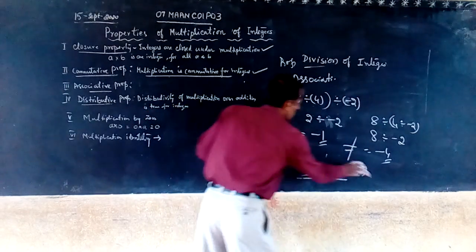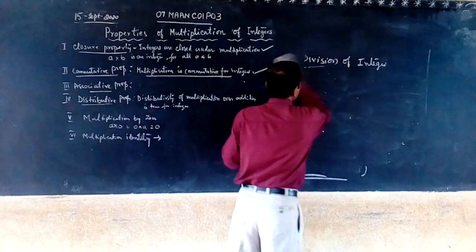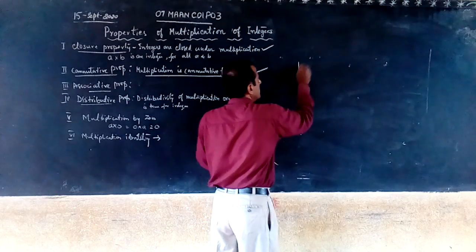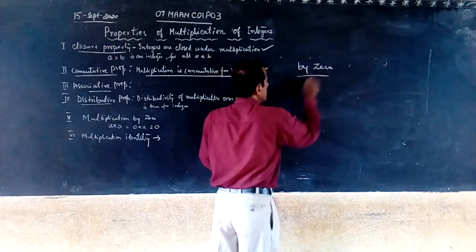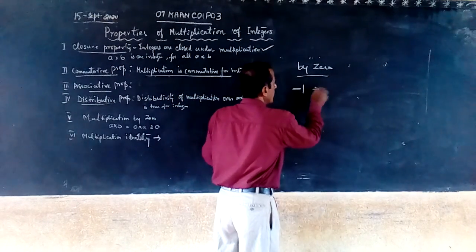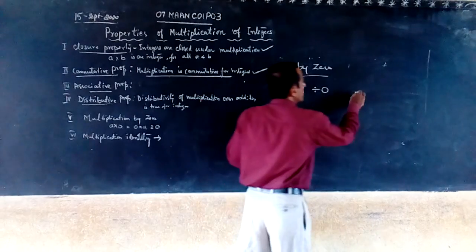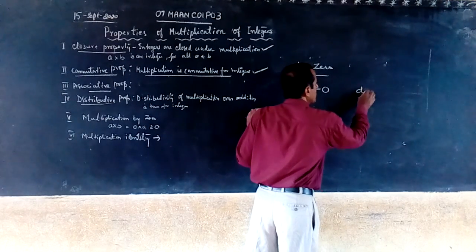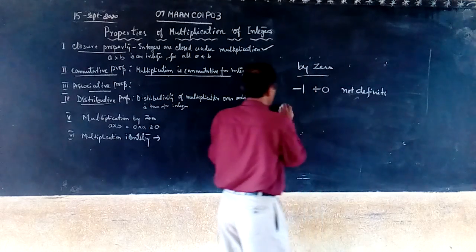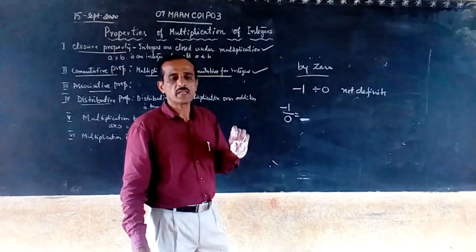Okay. Next, two more. If an integer is divided by 1 and 0, what happens? If you divide an integer by 0, say minus 1, if you divide it by 0, the answer is not 0. It is called not definite, indefinite. The answer is not definite. Minus 1 by 0 is not infinity. It is not definite.